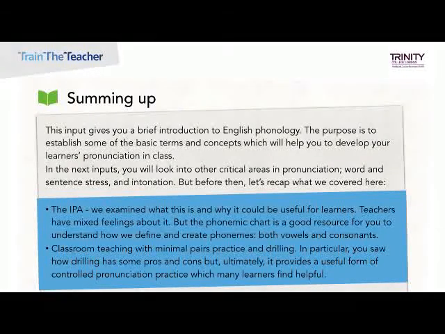The IPA was the main start. We started by looking at the IPA. We examined what this is and why it could be useful for learners. Teachers have mixed feelings about it, but the phonemic chart is a good resource for you to understand how we define and create phonemes, both vowels and consonants. We then looked at classroom teaching with minimal pairs practice, and we briefly looked into drilling and we'll be looking at more on that in future.